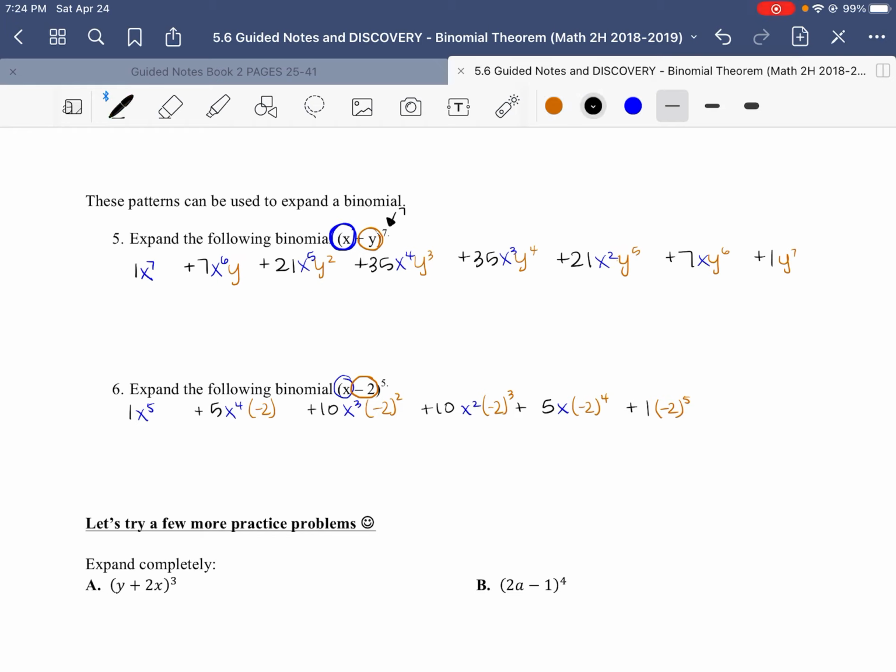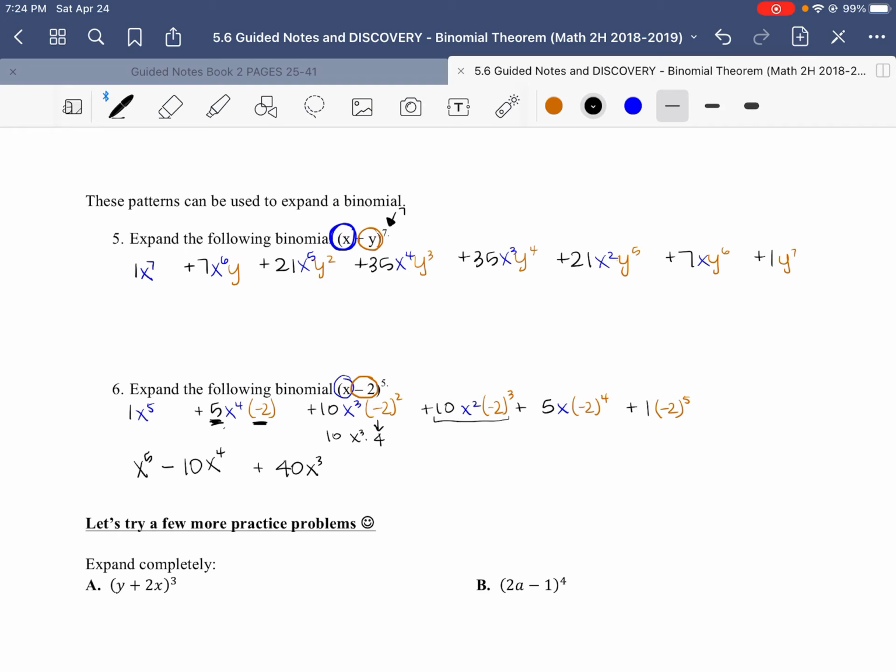This first term is already simplified. That's just 1x to the 5th, or we can just write x to the 5th. In this next term, you have a 5, but you also have a -2. So 5 times -2 gives us -10, and then we have that x to the 4th. We're just combining that. In this next term, we've got -2 squared, which is a +4. So you have 10 times 4, which is going to be 40, and then x cubed.